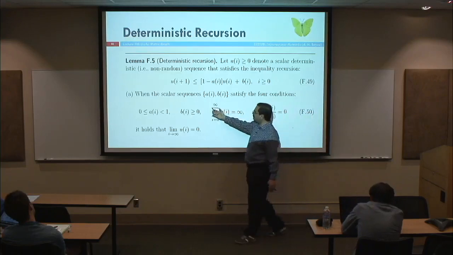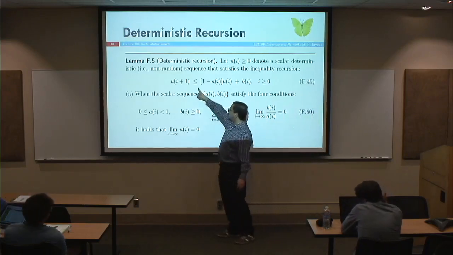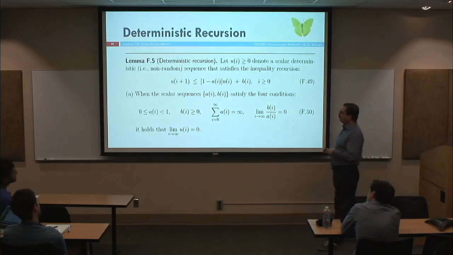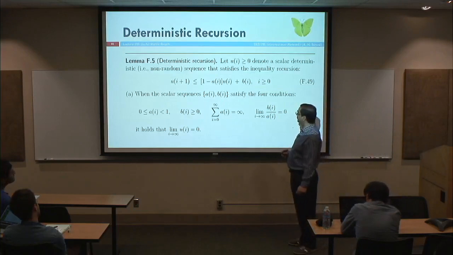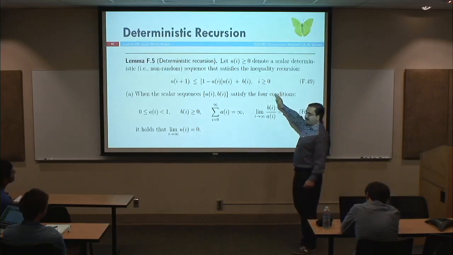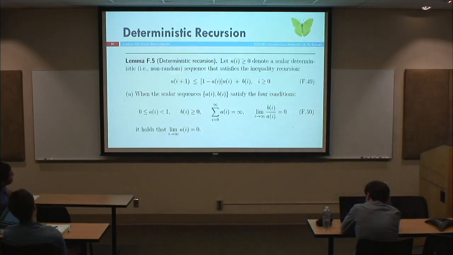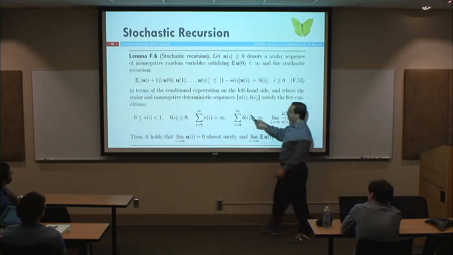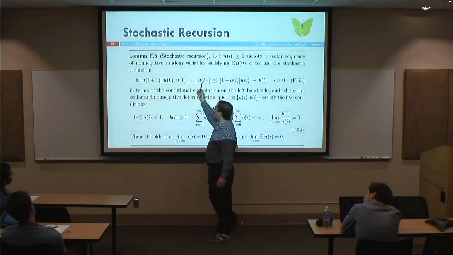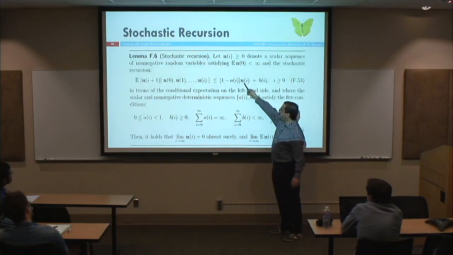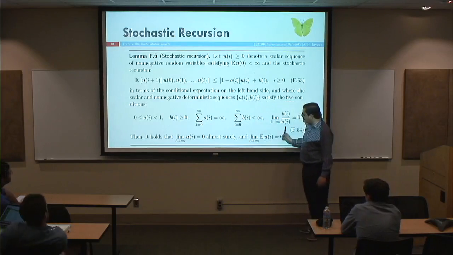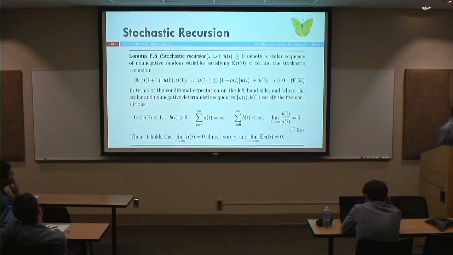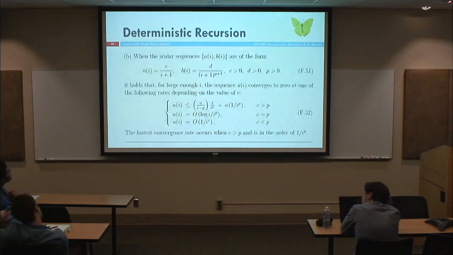Under these conditions, you can show, and this is one homework problem, you can show that this sequence converges to 0. This is a very useful result. We are going to be using it. If you have time, you can try to establish it. This is the deterministic version, and then there is the stochastic version under expectation. This is the conditional expectation of the U's given the past. You can show that the mean goes to 0 under similar conditions, and U goes to 0 almost surely, with probability 1.